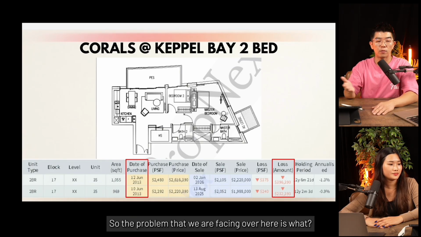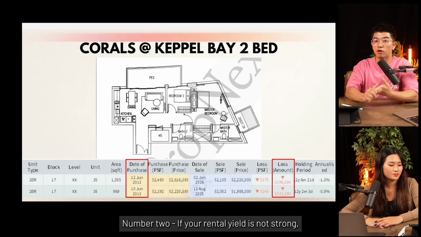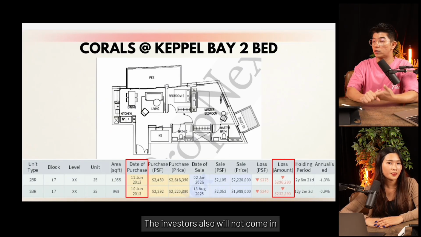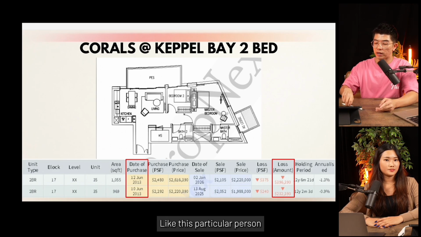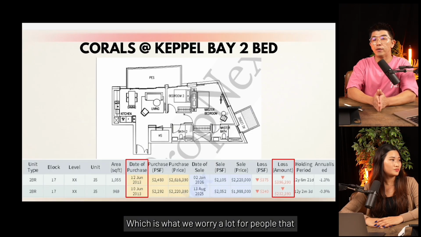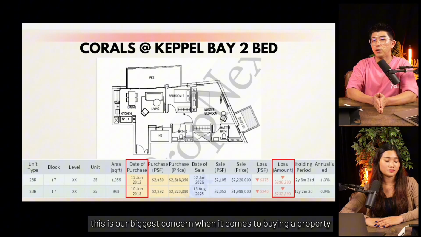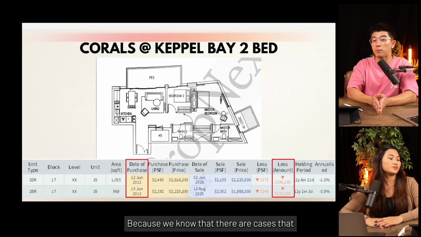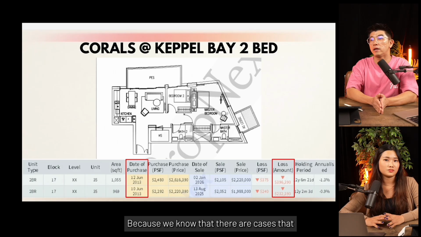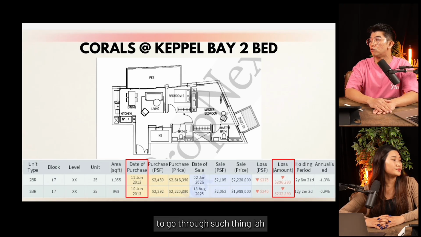So the problem that we are facing over here is what? Number one, the own stay buyers may not consider this layout. Number two, if your rental yield is not strong, the investors also will not come in. And if you need to exit, like this particular person, then they have to go out at a loss, which is what we worry a lot about for people when they buy property. This is our biggest concern when it comes to buying a property, right? Because we know that there are cases where it really happens and we don't want any of our viewers or clients to go through such a thing.